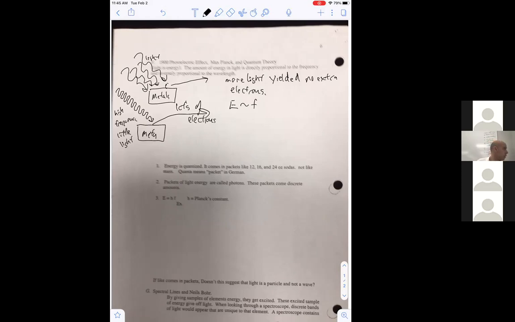So I'm going to show you another little clip of the photoelectric effect.